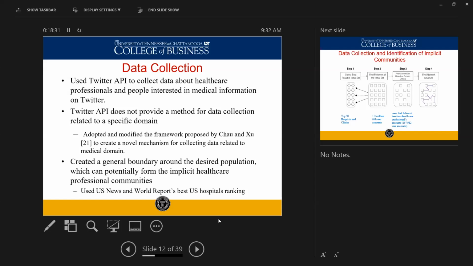So we created a general boundary around a desired population. Twitter obviously has 200 million accounts and a lot of users, which we could not go through. We are interested in this desired population of healthcare professionals or people who are interested in healthcare. So we developed a mechanism to identify these people in the Twitter community. As a starting point, we used the US News and World Report's best US hospital ranking to start identifying people who are interested in healthcare or who are healthcare professionals on Twitter.